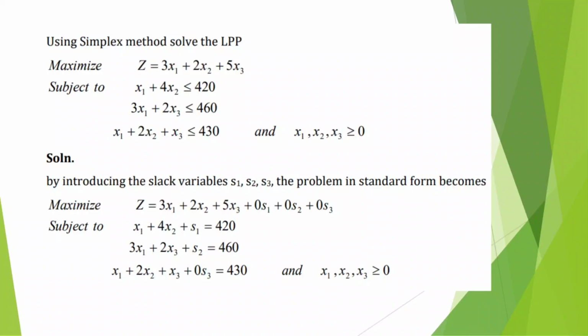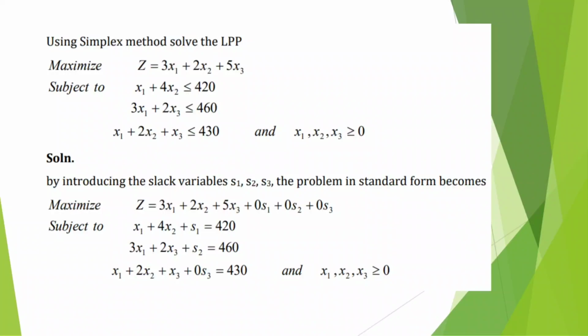Since we have all the inequalities less than or equal to, we have to introduce slack variables for each constraint. Those are S1, S2 and S3. Now the standard form of the problem is maximize z equal to 3x1 plus 2x2 plus 5x3 plus 0s1 plus 0s2 plus 0s3 subject to the constraints x1 plus 4x2 plus s1 equal to 420.